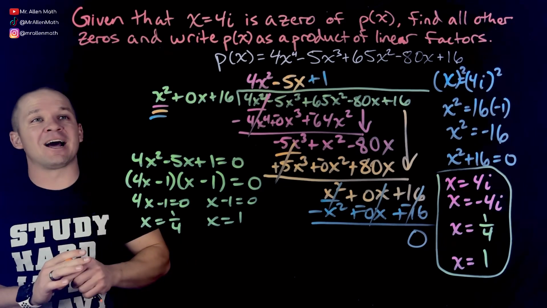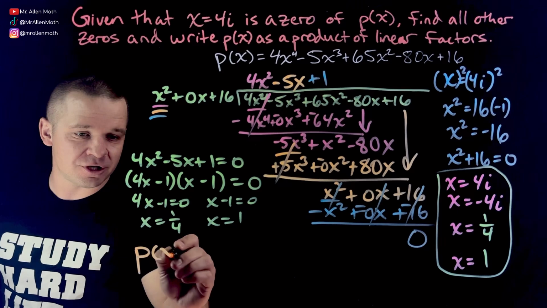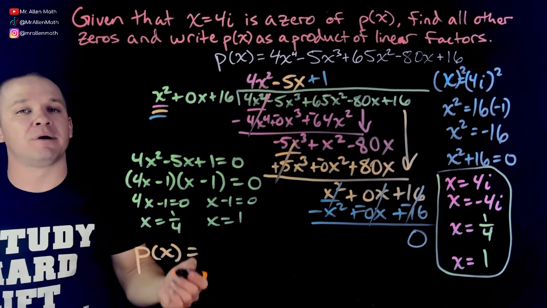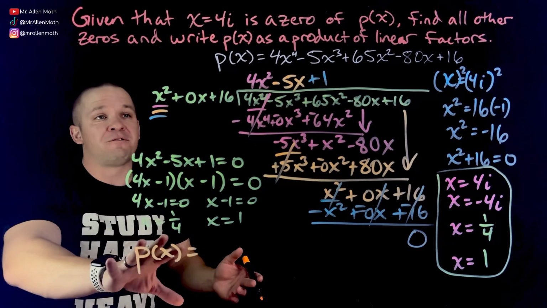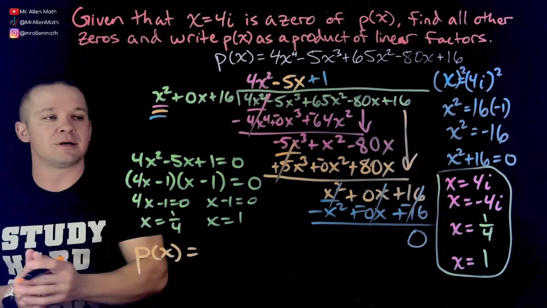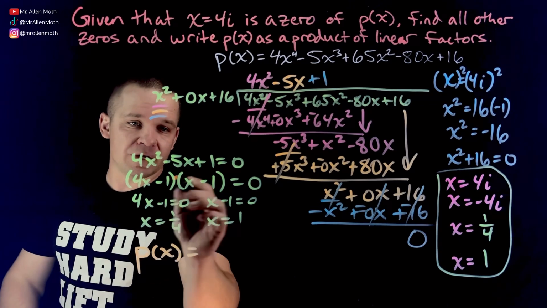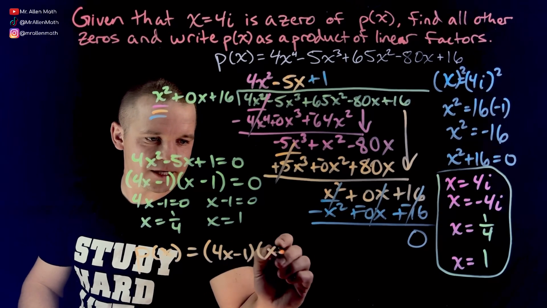Anywho, and now I got to write it as a product of linear factors. So first off, function notation is key here, guys. Half points off if you don't do that, all right? Or whatever your teacher says it's going to be. I do half points off if you don't have function notation and it asks you to write a function, okay? Write P of x. P of x equals. Easy peasy, okay? These two are two of my factors. So 4x minus 1, x minus 1.